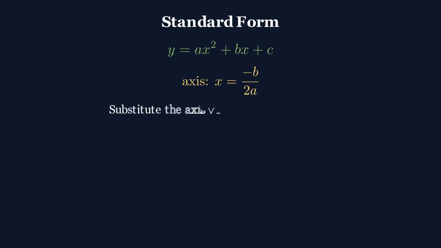Standard form is useful for the y-intercept and for finding the axis of symmetry. For y = ax² + bx + c, the axis of symmetry is x = -b/(2a). Once you know the axis, substitute that x value into the function to find the vertex.